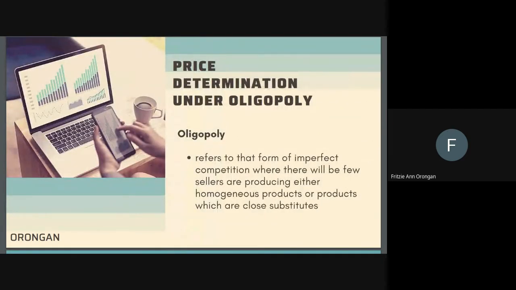So, price determination under oligopoly. What is oligopoly? The term oligopoly is derived from two Greek words: oligos means a few and polein means to sell. Therefore, oligopoly refers to that form of imperfect competition where there are few sellers producing either homogeneous products or products which are close substitutes. It is also referred to as competition among the few. For example, the auto industry, cable television, commercial air travel, telecommunications, and internet service providers. Next slide, please.